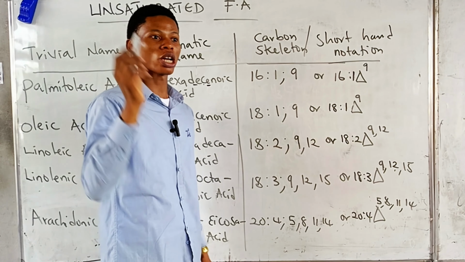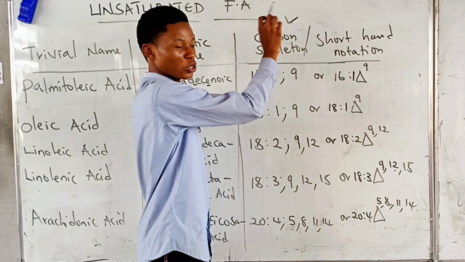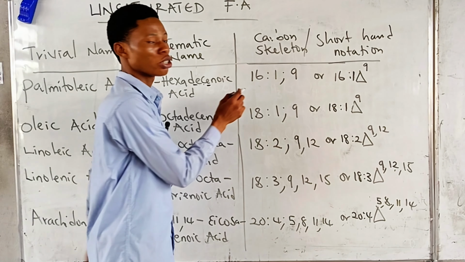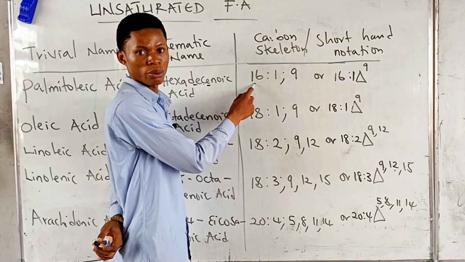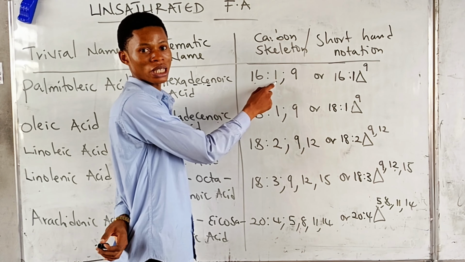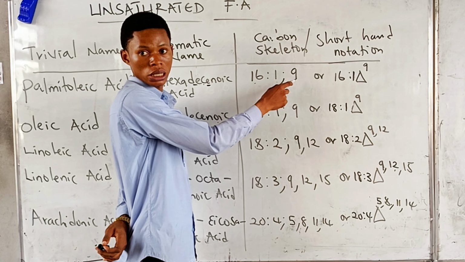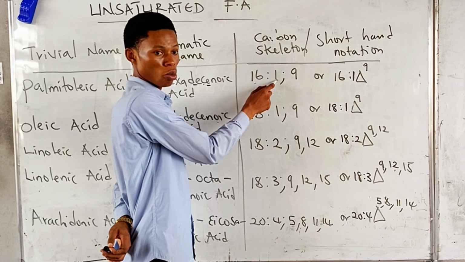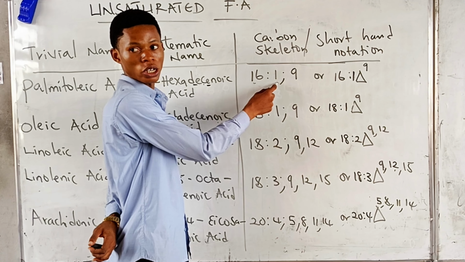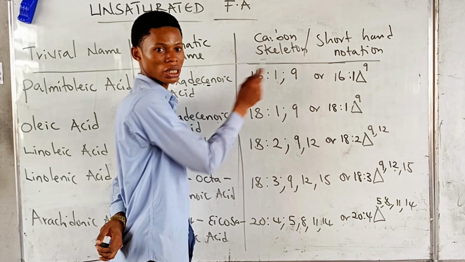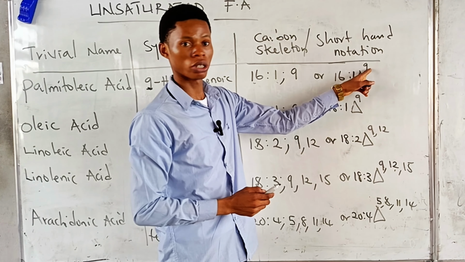If they ask you to write the shorthand notation, this is what you use. When they say shorthand notation, don't be thinking of the shorthand you did in secondary school, all those lines you used to know. This is what they mean. In this shorthand notation, the first number represents the number of carbons present. The second represents the number of double bonds. And the third represents the position where the double bond is. So here we have 16 carbons, one double bond, on carbon 9.